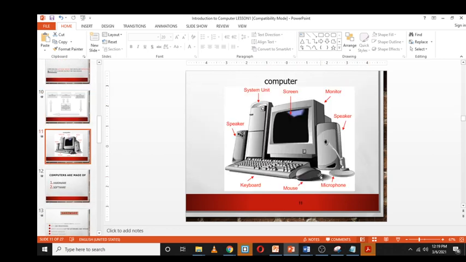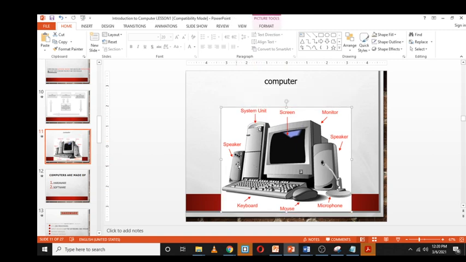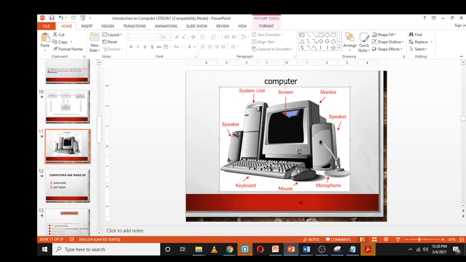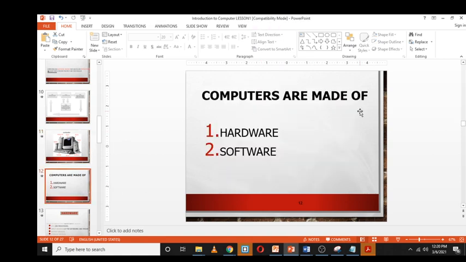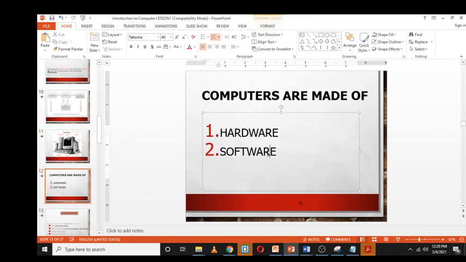This is the computer here, and let's look at its parts. We have a system unit here, which is your system box. We have a speaker right there. We have a screen here, which we call a monitor. We have a speaker, which is right here. We also have a mouse, a keyboard, and a microphone. Now computers are actually made of hardware and software.